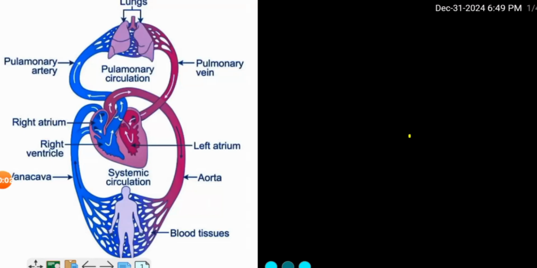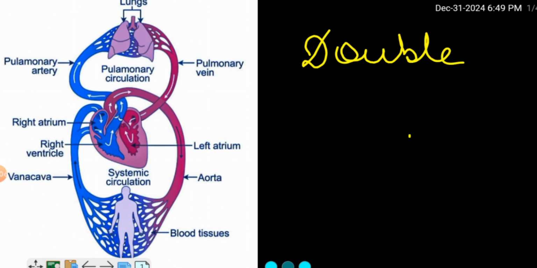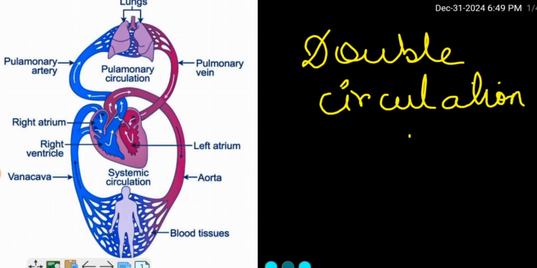So now we will be discussing the concept of double circulation. This happens mostly in mammals. Specifically, when we are speaking for humans, we are in the mammal category, and it's not that every animal will go through the same process of double circulation. Few of them listed in the mammal category do that.